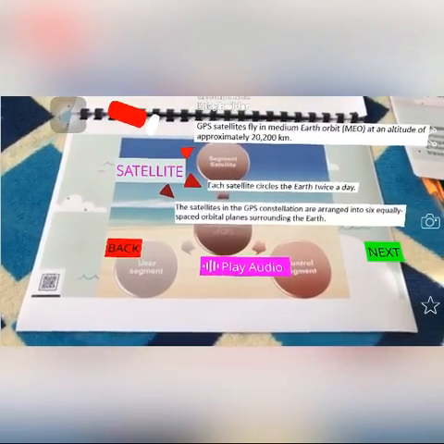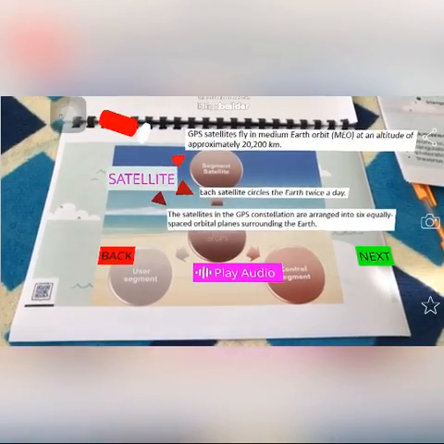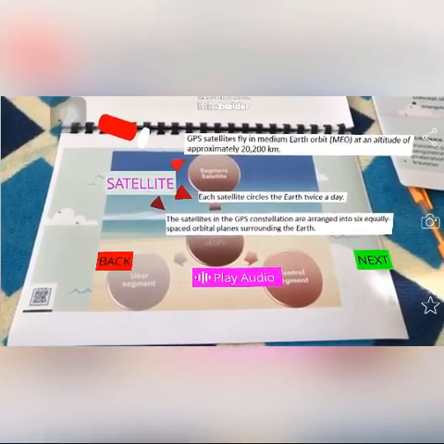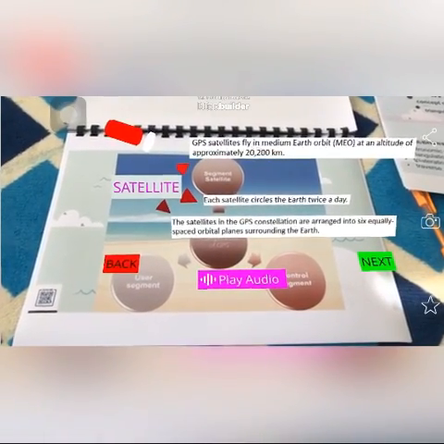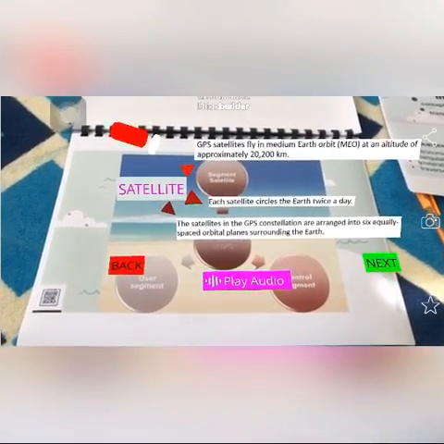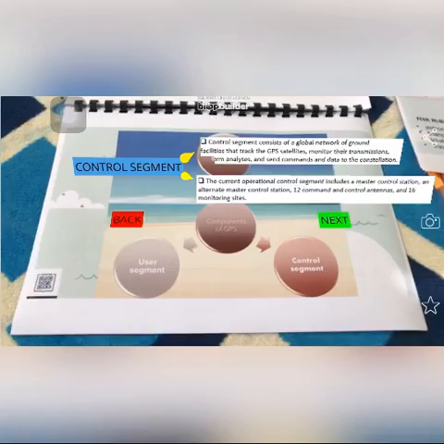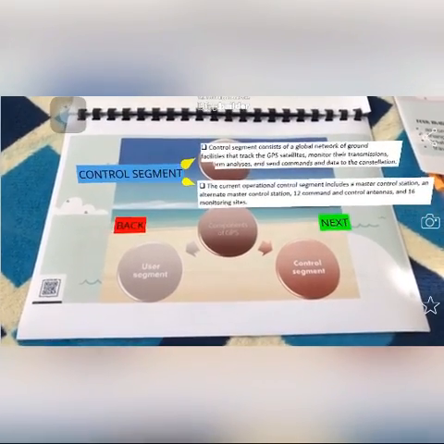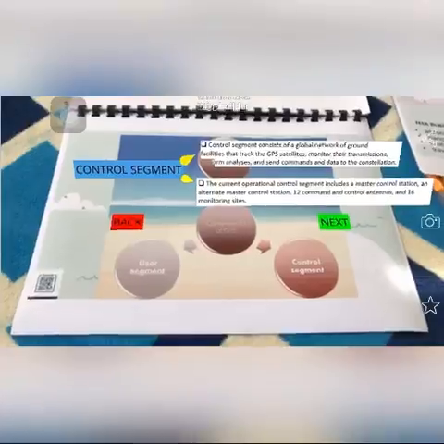Satellite segment. This satellite segment describes that GPS satellites fly in medium Earth orbit, MEO, at an altitude of approximately 20,000 Control segment. Control segment consists of a global network of ground facilities that track the GPS.